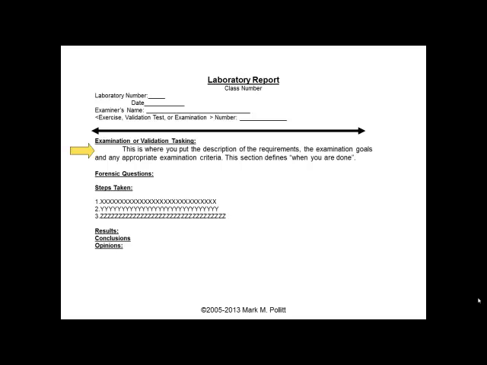So to really focus the examination, make the examination as efficient a process as possible, and at the same time manage the expectations for your customer so that your customer gets what they think they're going to get, right? You want to come up with a good examination or validation tasking.